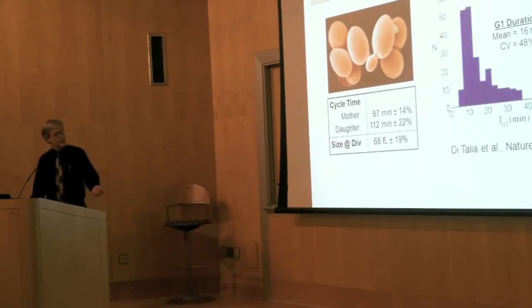Here's a typical histogram for time spent in the G1 phase of the cell cycle. The mean is 16 minutes, but the coefficient of variation is huge, 48%. That's because of the asymmetric division. For the duration of the budded period, the mean is 74 and the CV is 19%.